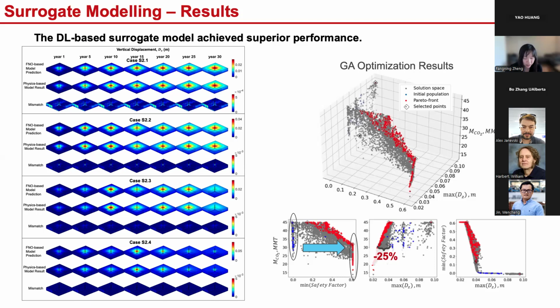And you can see that the mismatch of each case is very small, indicating a superior performance of my surrogate model. And on the right, you can see the genetic optimization result for this problem. Again, here I'm showing the Pareto front as indicated in these 3 2D projection plots. On the plot, you can see that we successfully bring up the safety factor from 0 as initial to a very large value to avoid plastic deformation during injection. And we also decrease the vertical displacement from the initial point to the Pareto front by about 25%.